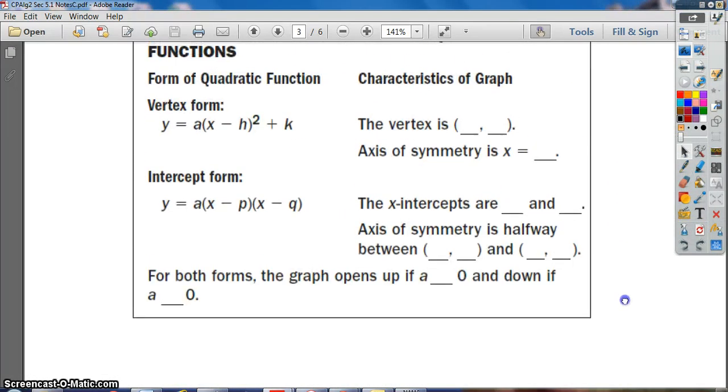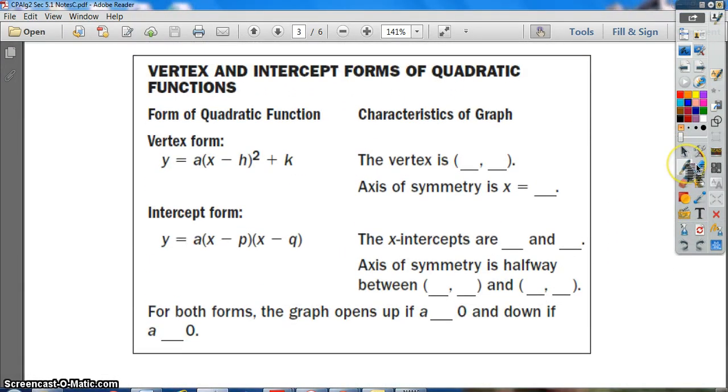Jumping back, intercept form is the last one that's left. So you've done standard form, which is negative b over 2a to solve for your x value. Vertex form is the one where h and k were the vertex, and then your axis of symmetry is located at the h value. The intercept form is a little different. The reason it's called intercept form is because these here, p and q, are your intercepts.